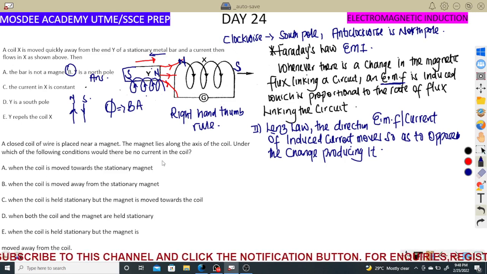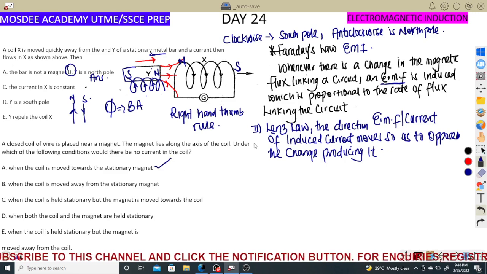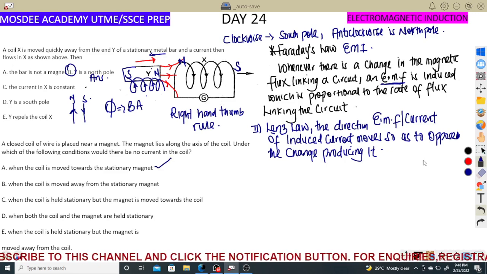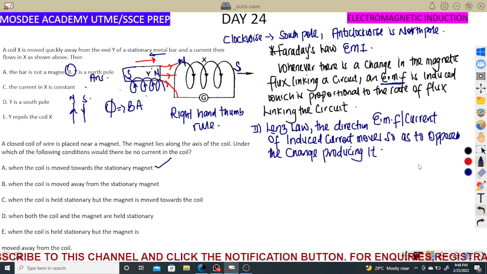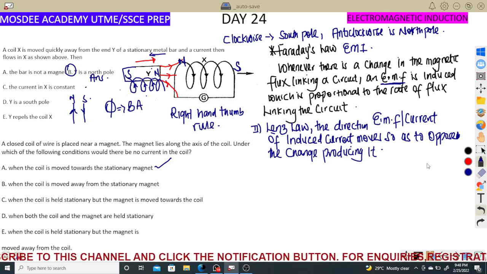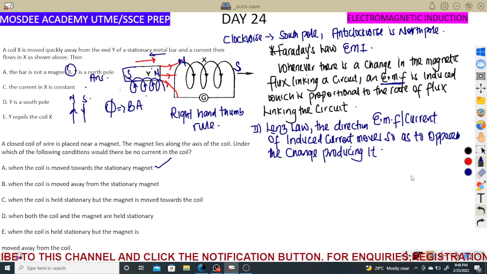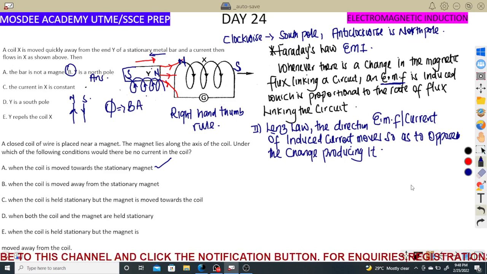When the coil is moved toward the magnet, whenever you move any one of them, there will be an induced current, which will always produce an opposing field. It will always oppose the direction of the current. If current is flowing clockwise in the coil, it will produce the opposite. If it is flowing anti-clockwise, it will produce the opposite to that. So that is what we call induced current or induced EMF. They always move in such a way as to oppose the change.